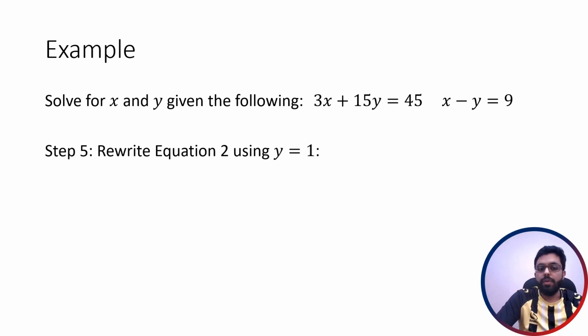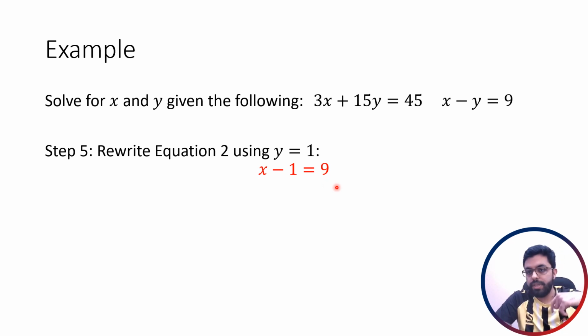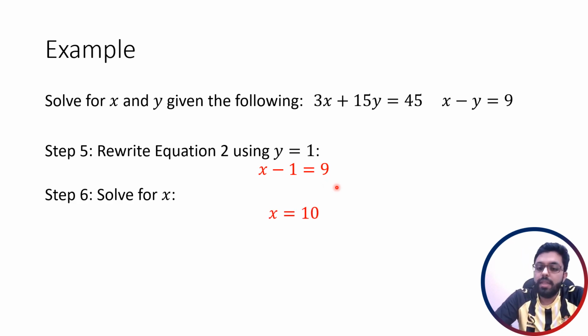And here we rewrite the second equation using the fact that y is equal to 1, which we just figured out in step 4. So we get that instead of x minus y equals 9, I can write x minus 1 equals 9, which obviously tells you that x is equal to 10.